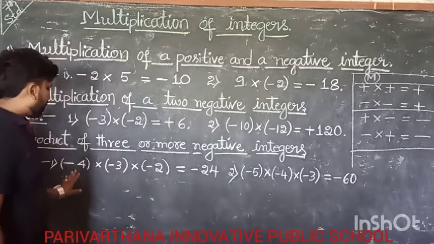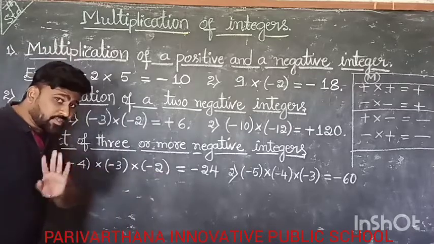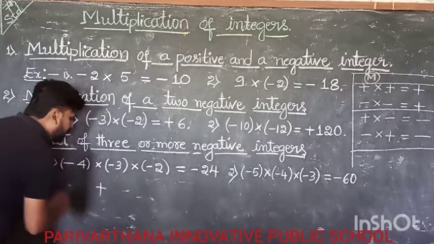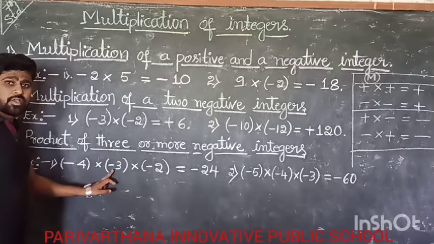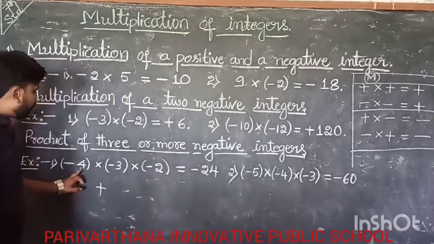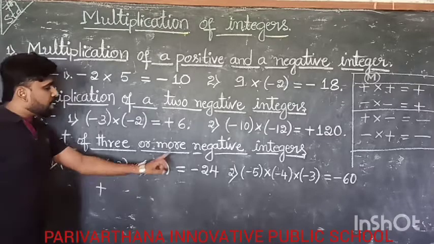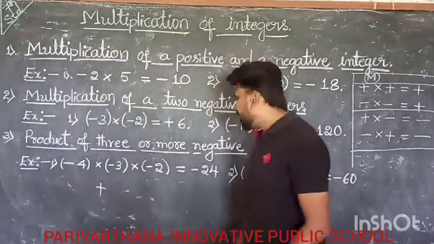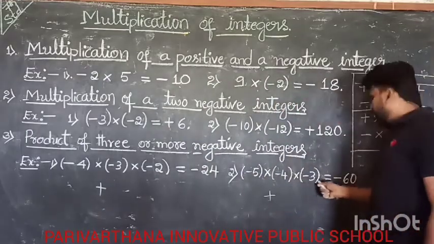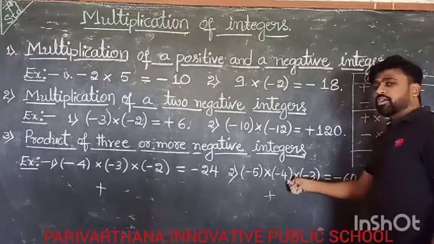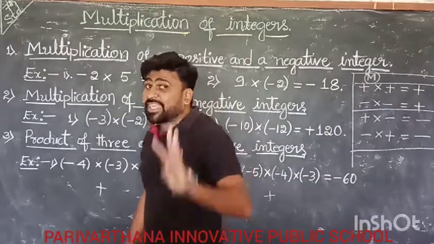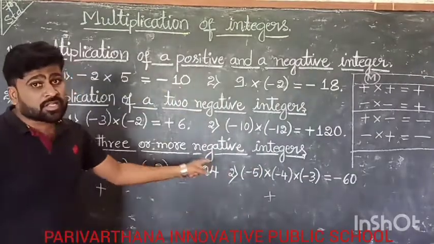Clear? See here, for 3 integers, 3 numbers are given. All 3 numbers are negative. Minus into minus is plus. Plus into minus, the answer is minus. Multiply: 4 3s are 12, 12 2s are 24. Same as here: minus into minus is plus, plus into minus is minus. 5 4s are 20, 20 3s are 60. That means when 3 negative integers come, the answer is negative.